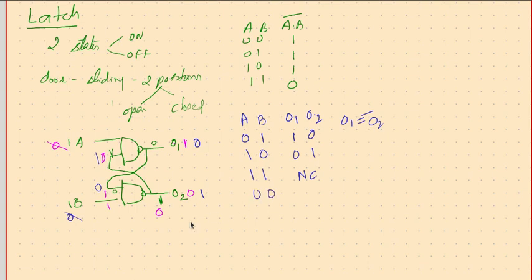If it is 0 0, then this 0 will make this 1. This 0 will make this 1. Both are having 1, will have a problem with this property. Therefore, this is not allowed. Just make sure that when you are using this latch, be careful and see that a and b together are never made 0.